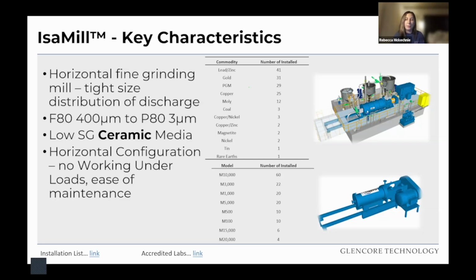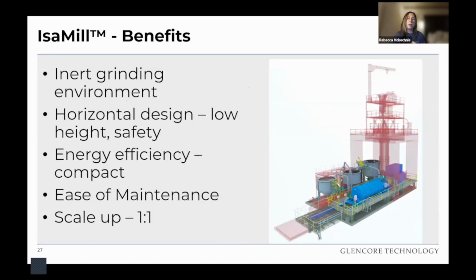Now, the horizontal configuration provides significantly easier conditions for mill maintenance. Obviously the shell of the isomill simply slides along those tracks that are shown in the picture here, exposing that central rotating shaft and the discs, and allowing them to be replaced with ease, so no working under loads. As a result of the design of the mill and the use of that ceramic media, we have a very energy efficient mill that provides ease and safety in terms of maintenance.